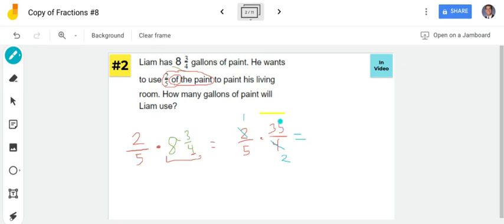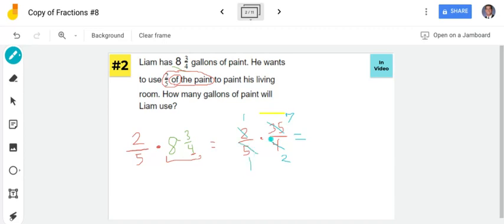So I have 35 on top here and 5 on bottom here. I know that 35 and 5 are both divisible by 5 because they end in 5. So 35 divided by 5, that is 7, and 5 divided by 5 is 1.